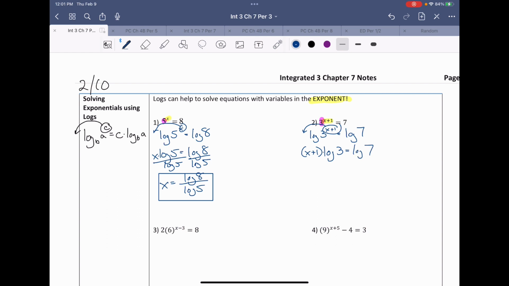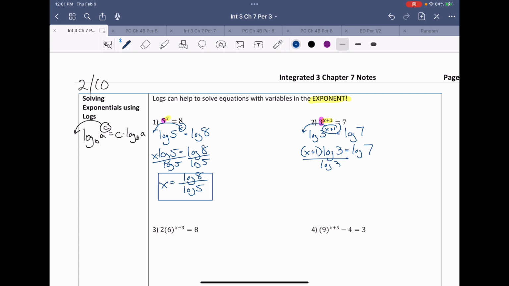This is x plus 1 times log 3, so I can divide by log 3, get that part with the x alone first. X plus 1 equals log 7 over log 3. Remember, you can pause this if I'm going too fast. So then to get x alone, you'd subtract 1. The way that looks is log 7 divided by log 3. That's not going to change, and then just minus 1 at the end.